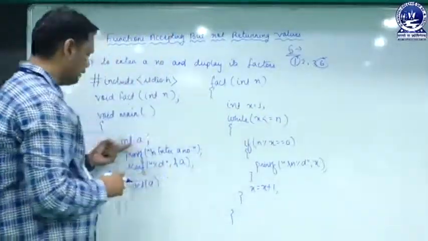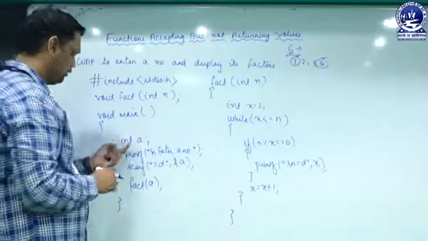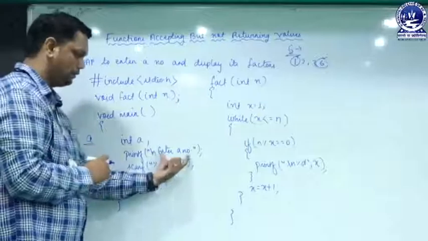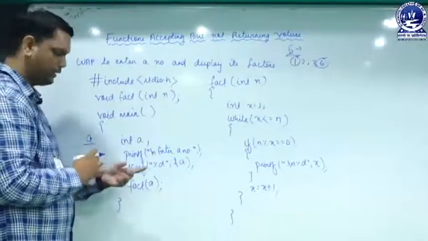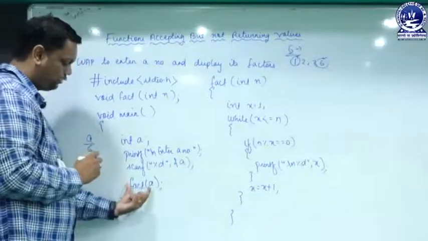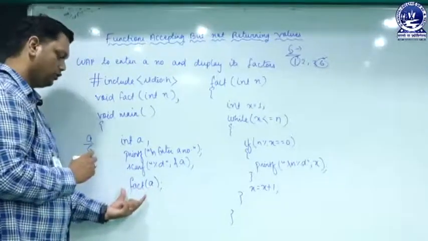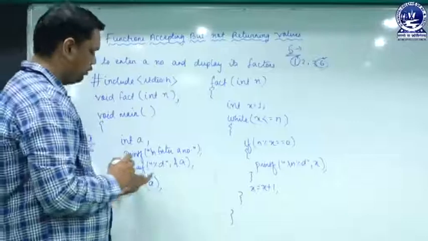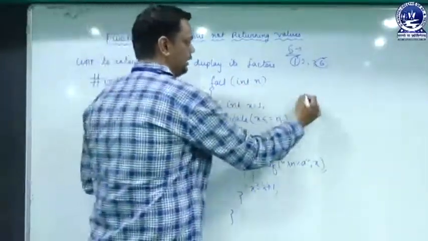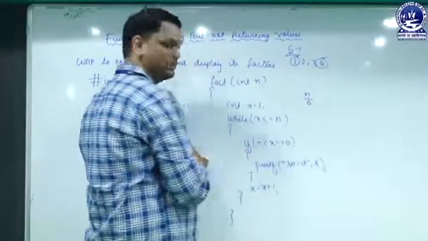So let's say I have written here int a. So a will be declared first. I have given a message. Now I have to enter a number. Let's say I have entered 6 in a. Now I am passing the value of a, that is 6, to the fact function. So a will be received by n over here. So let's say n will hold the value 6.